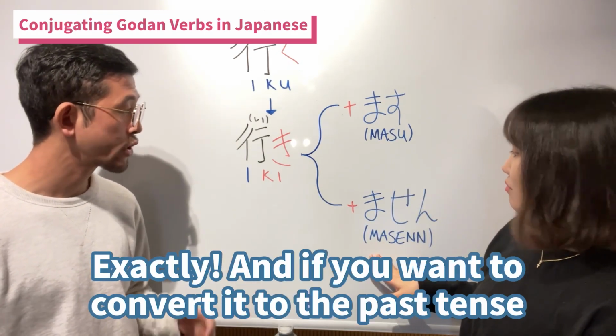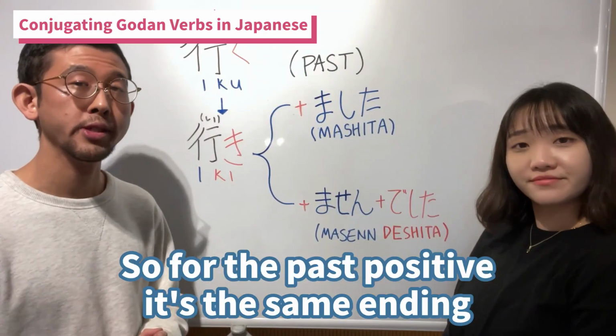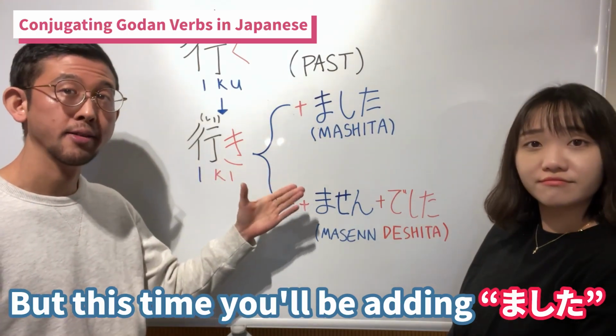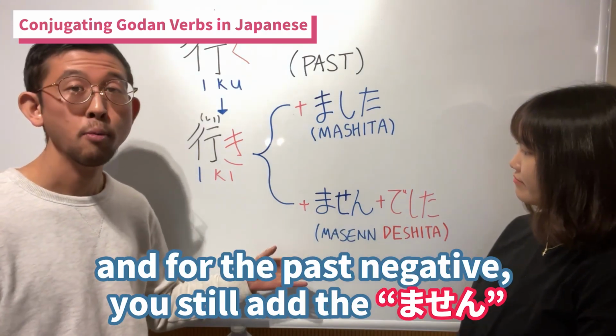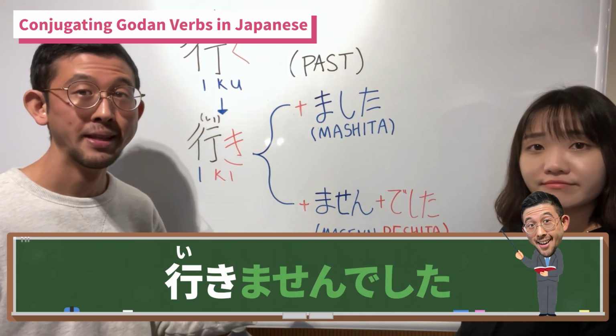Exactly. And if you wanted to convert it to the past tense, you would change it ever so slightly again. So for the past positive, it's the same ending, but this time you'll be adding mashita. So it becomes ikimashita. And for the past negative, you still add the masen, but with an additional deshita. So it becomes masen deshita.